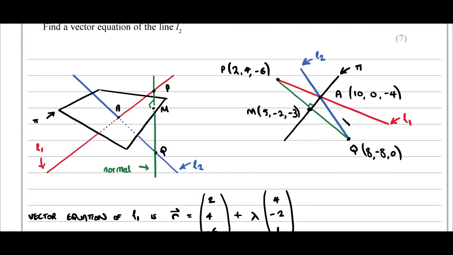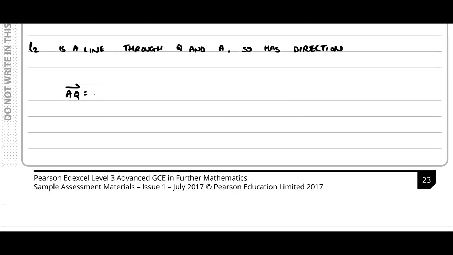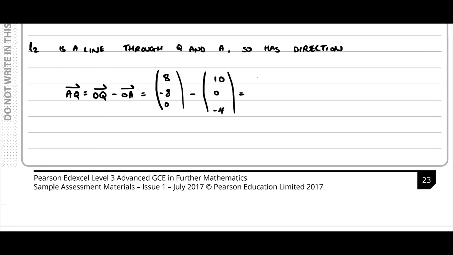AQ is equal to OQ minus OA. So we have 8, minus 8, 0, that's the coordinates of Q, minus 10, 0, minus 4. So we end up with minus 2, minus 8, 4. And if I take out a minus 2 as a factor, we have minus 2 lots of 1, 4, minus 2.